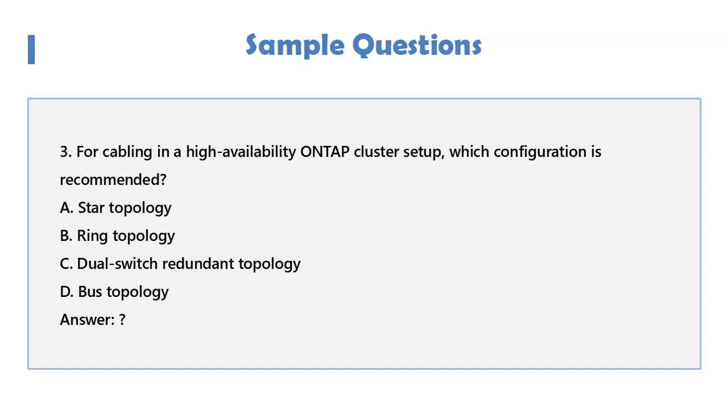3. For cabling in a high-availability ONTAP cluster setup, which configuration is recommended? A. Star topology. B. Ring topology. C. Dual-switch redundant topology. D. Bus topology.